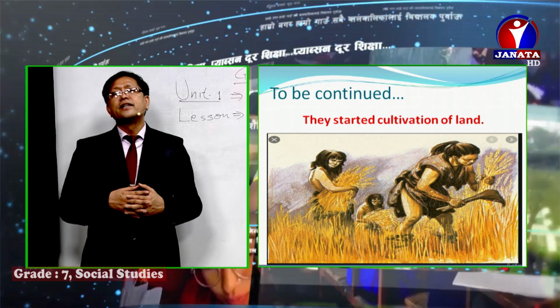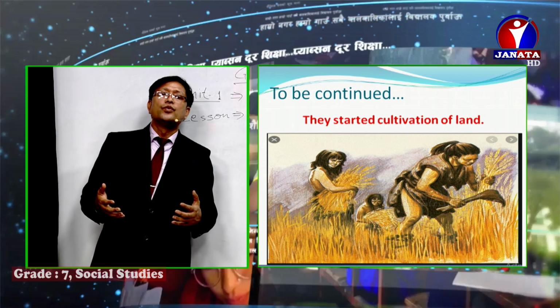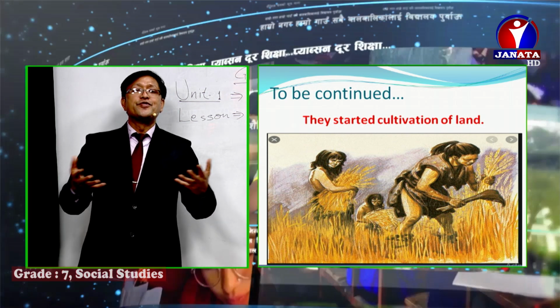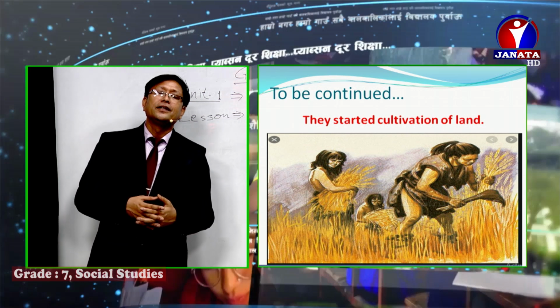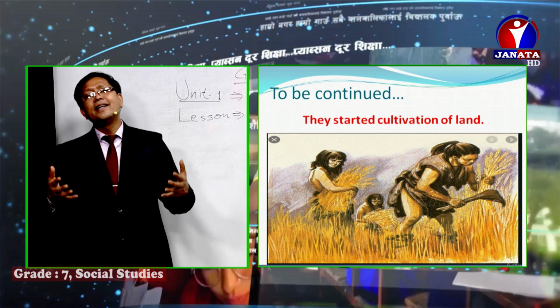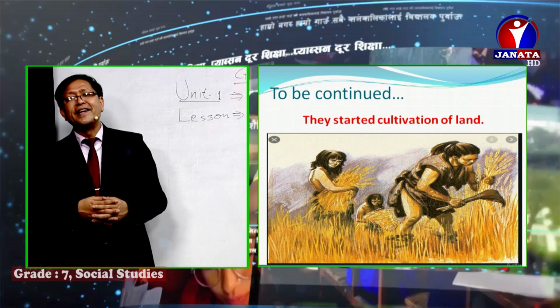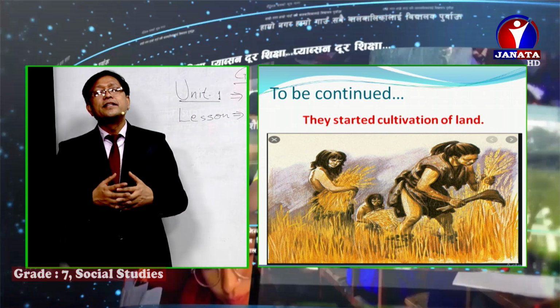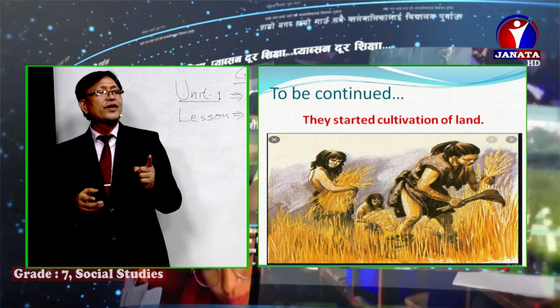And then, boys and girls, when they started living nearby the river, they got fertile land for agriculture, for the cultivation. All right, and they started cultivation, farming. All right, got the idea? Yes. So they started cultivation, farming. Look at the image.